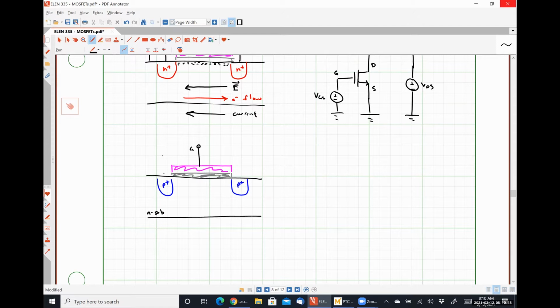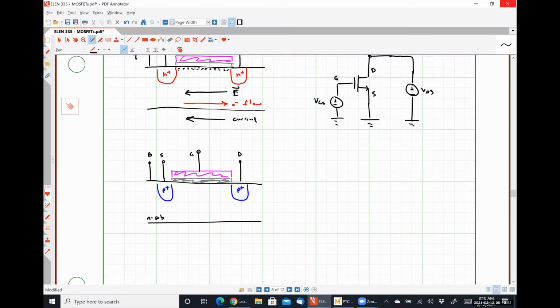Here's my gate. Here's my source. Here's my drain. Here's my body. Okay. So if we were wanting to avoid body effects, we would tie our source to our body, just like we did previously. We're going to do that because body effects are just going to make everything more difficult to understand. All right.